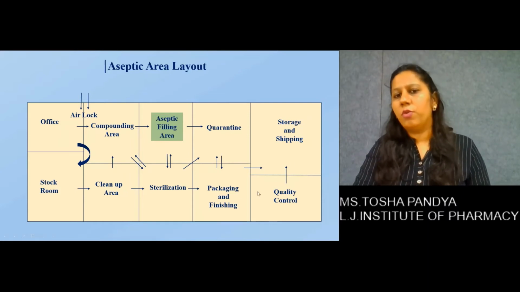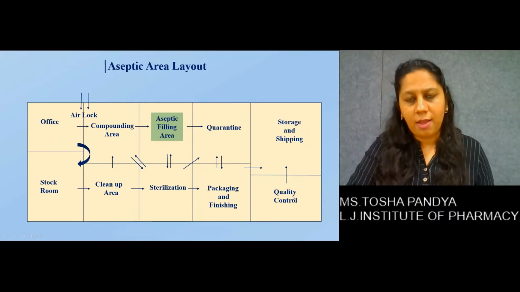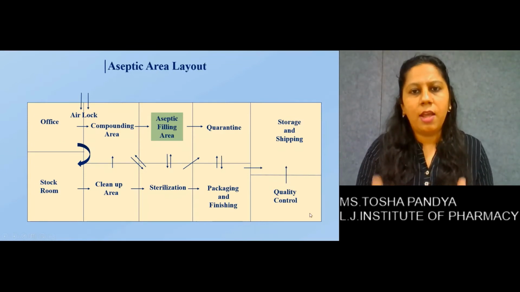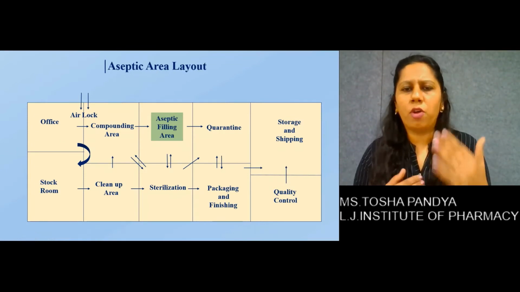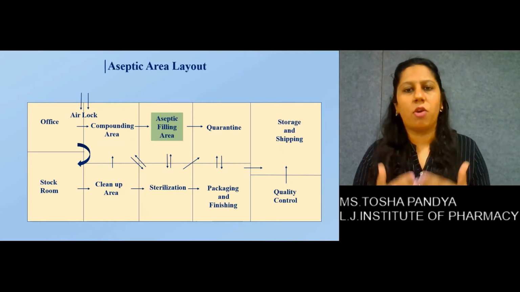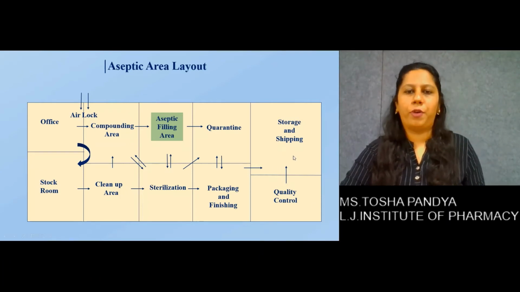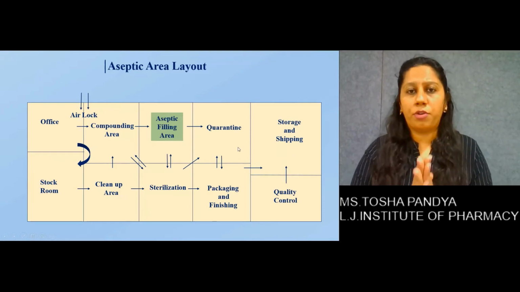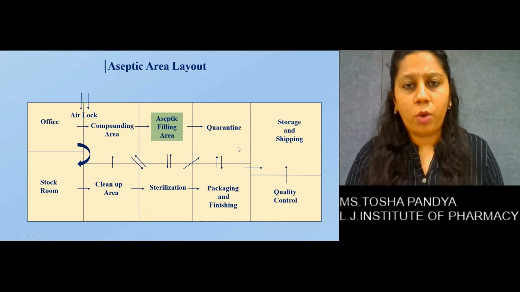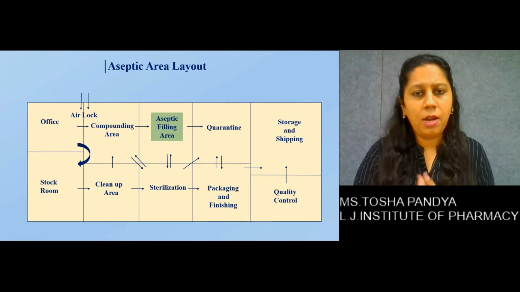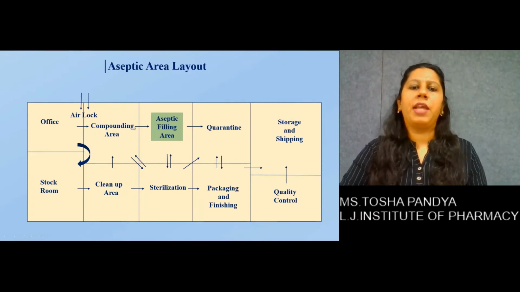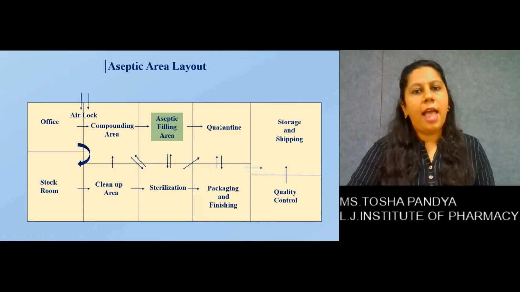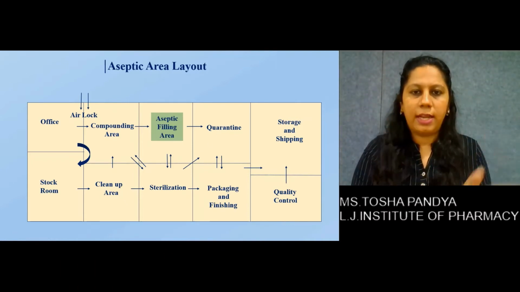Finally the product goes for the quality control check. In this checking, the sterility testing is done to see whether any microbes or any contamination is present or not, and finally it goes for the storage and shipping. Okay, this layout is very important from the exam point of view. It's very easy to remember, but you have to take care of the arrows, from where the person can enter into which area, and the different layout in the order.